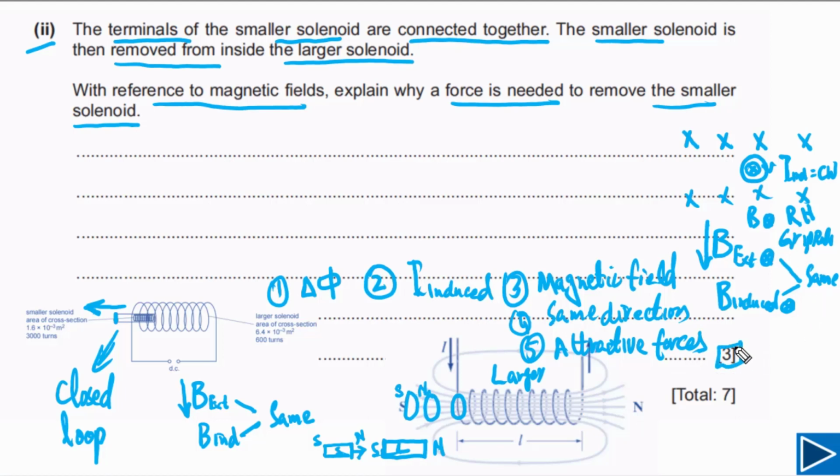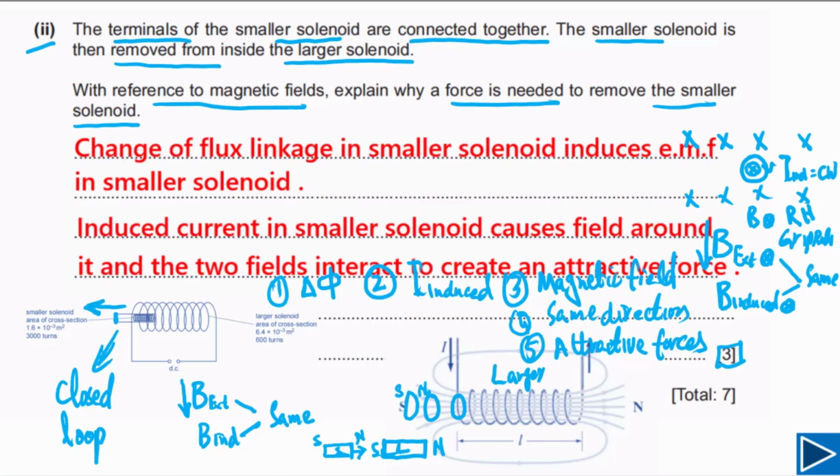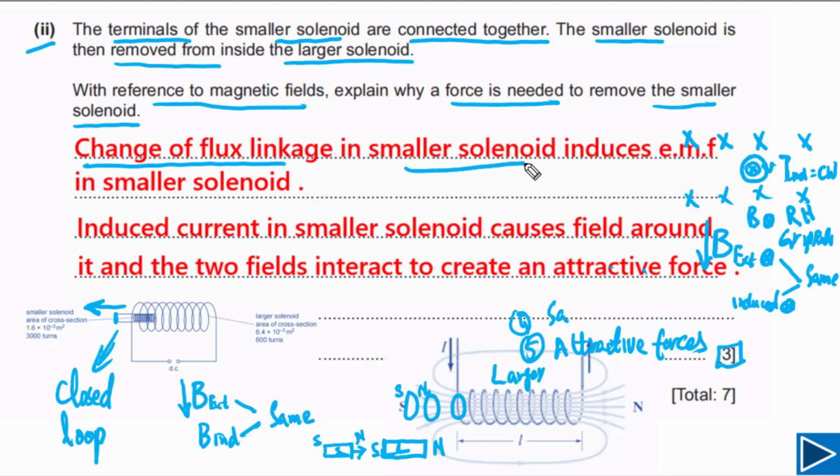So let me show you the answer now. This is how you can write down your final answer. Change of flux linkage in the smaller solenoid induces EMF in smaller solenoid. So we can say magnetic flux change, so it means there is EMF induced in smaller solenoid. And smaller solenoid is a closed loop, so there is also induced current in smaller solenoid.